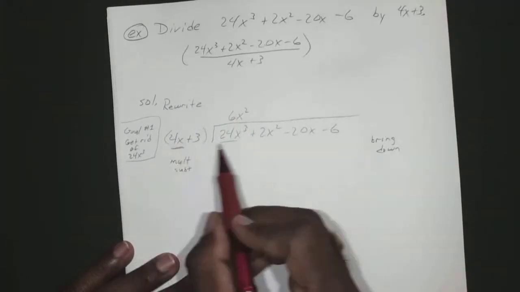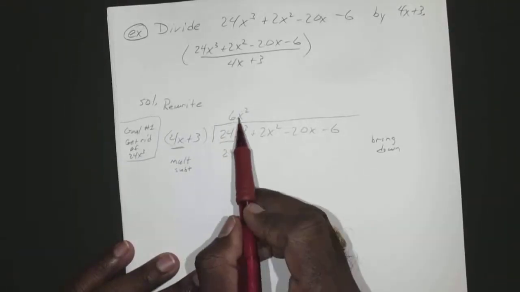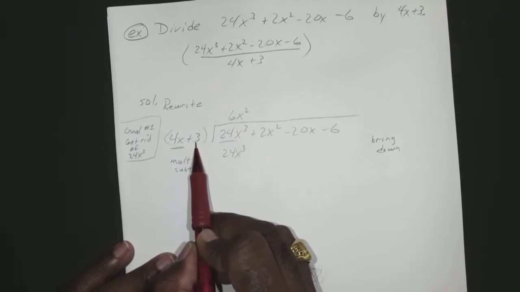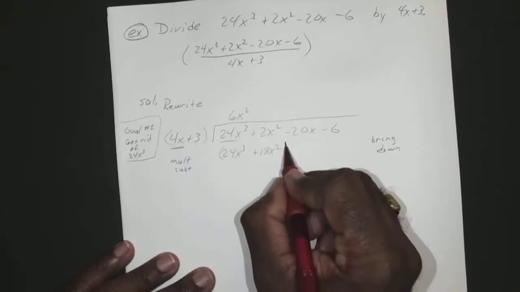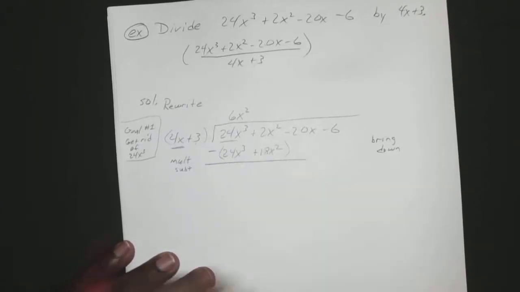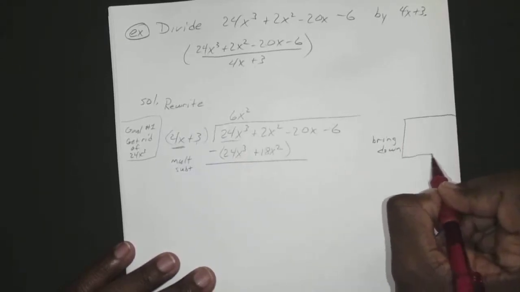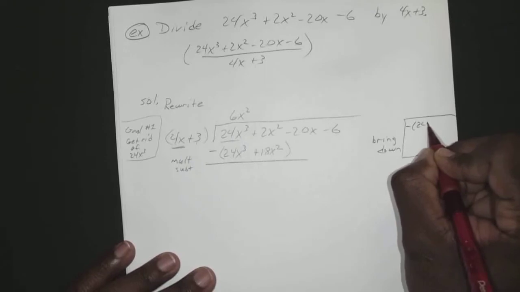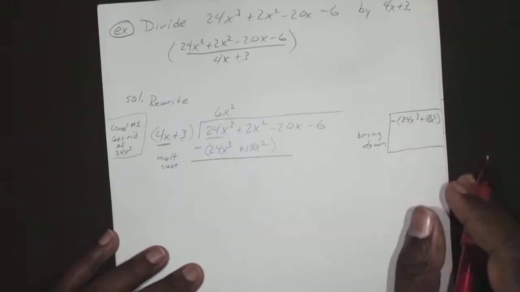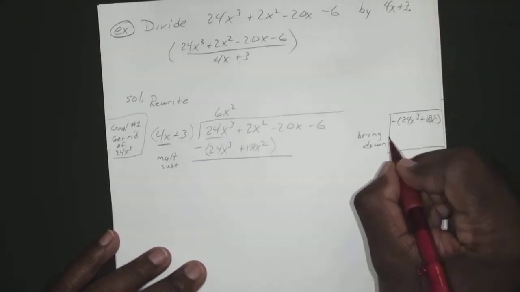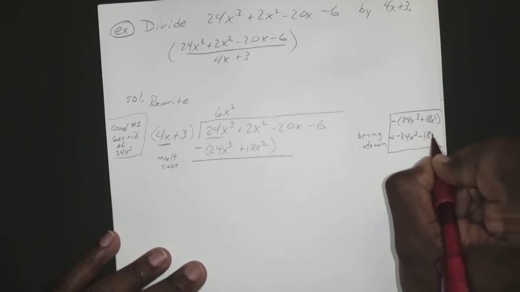6x squared times 4x gives us our 24x to the third. 6x squared times 3 gives us 18x squared. Okay, so we multiply, now we subtract. And you want to remember, minus 24x to the third plus 18x squared. Once you distribute that negative value, you have negative 24x to the third minus 18x squared.